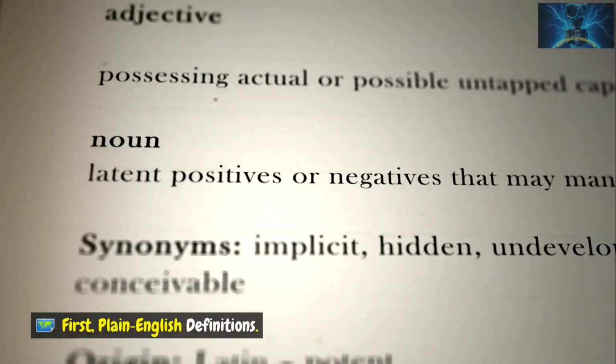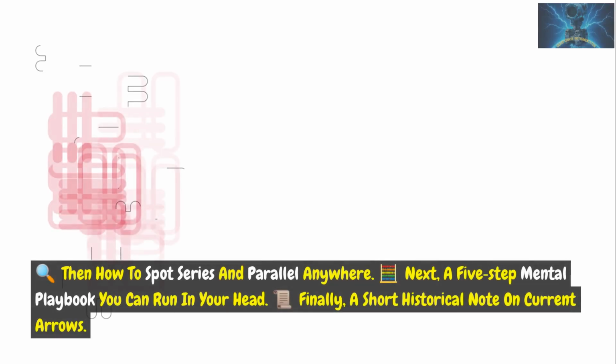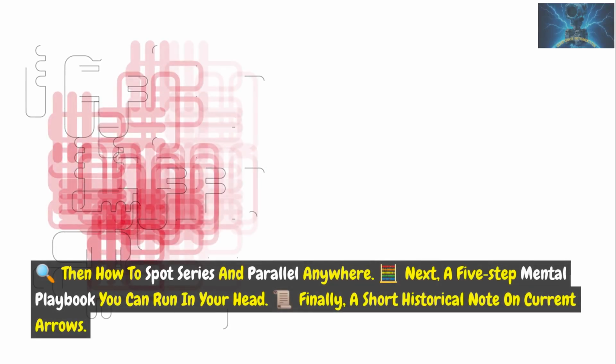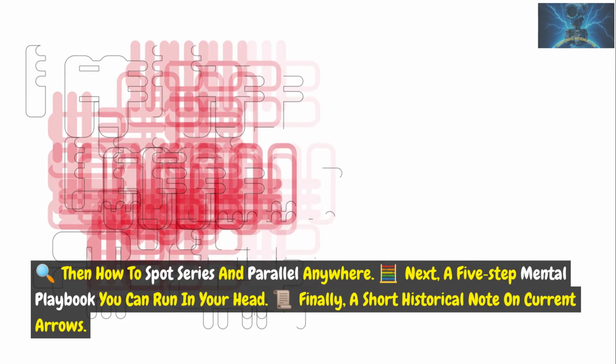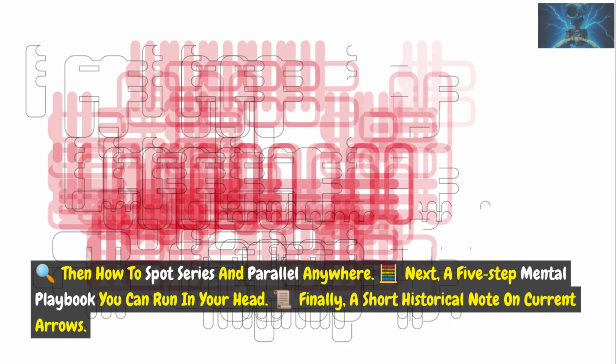Roadmap. First, plain English definitions. Then, how to spot series and parallel anywhere. Next, a 5-step mental playbook you can run in your head. Finally, a short historical note on current arrows.